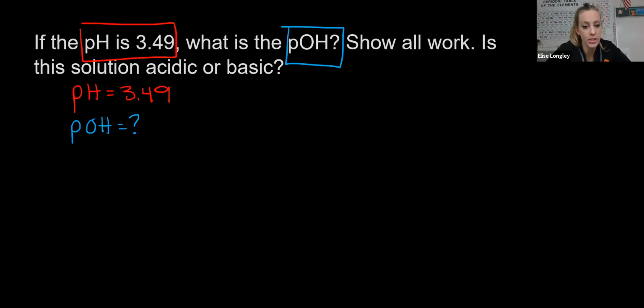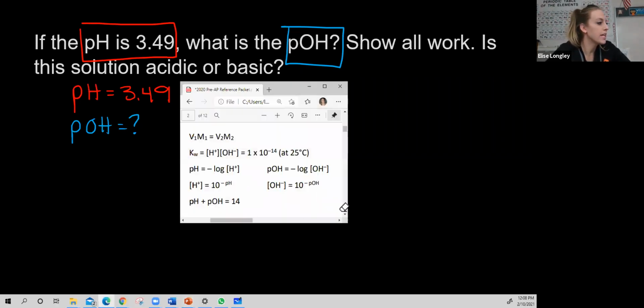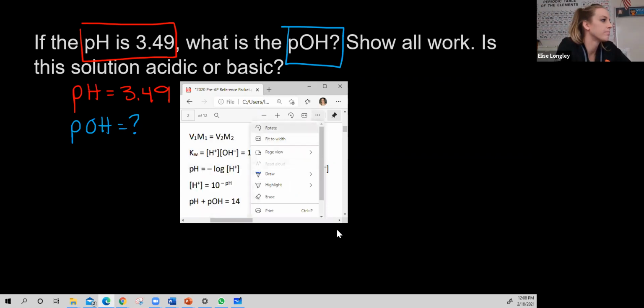So let's go back to our formula sheet. I have pH. I need POH. Carter, so which formula am I using? Off of here.